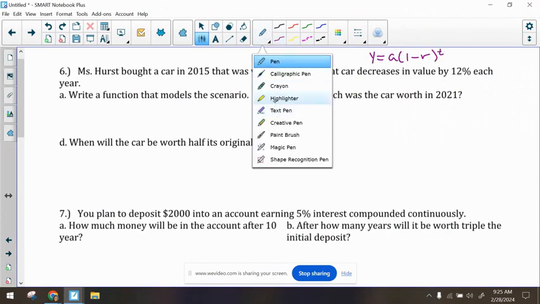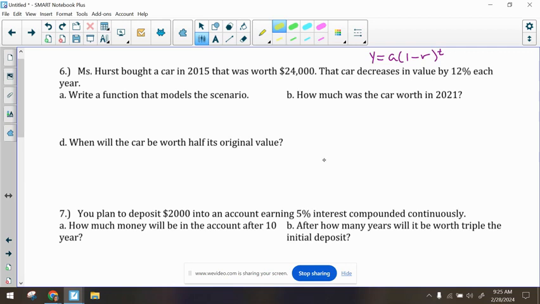So if I do these problems, the first thing that I do is highlight any key information that they give me. So they tell me that the car started at $24,000 and is decreasing by a rate of 12%. And I know 12% as a decimal would be 0.12. So I take that decimal point, move it 2 units to the left.